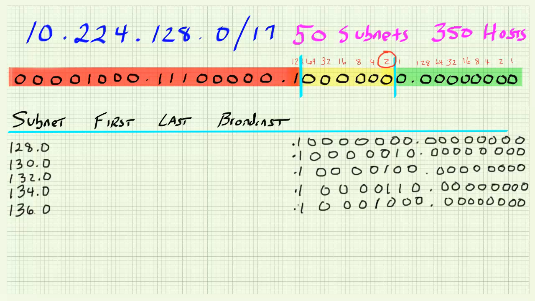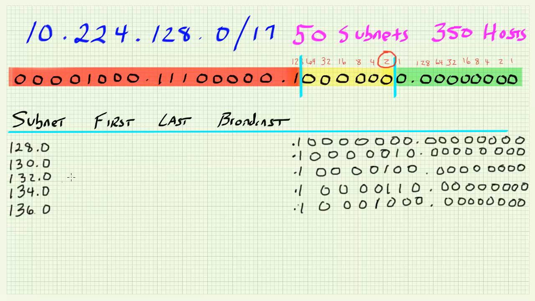Once we know the subnet address, 128.0, 130.0, 132.0, 134.0, 136.0, those are our first 5 subnets. We're told that we needed 50 subnets. We're using 6 subnet bits. That would accommodate a maximum of 64 subnets, so we're going to have some extras. We're not going to do all of those, but I'm just going to do the first several so that you can see how they work.